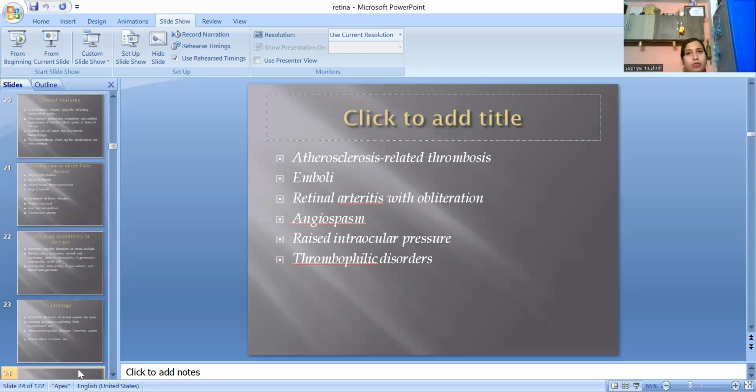If a person is suffering from any arteritis, any disease related to arteries, it can cause branch or central retinal artery occlusion. Also angiospasm, raised intraocular pressure, and thrombophilic disorders. Now, if intraocular pressure increases, if a patient is suffering from glaucoma, then he is also prone to a central retinal or branch retinal artery occlusion.